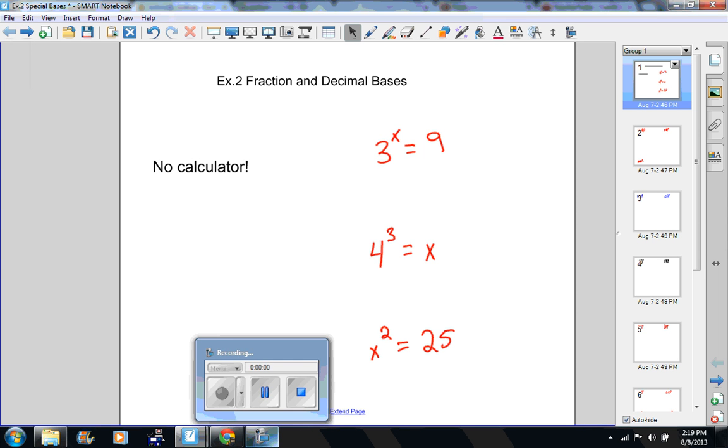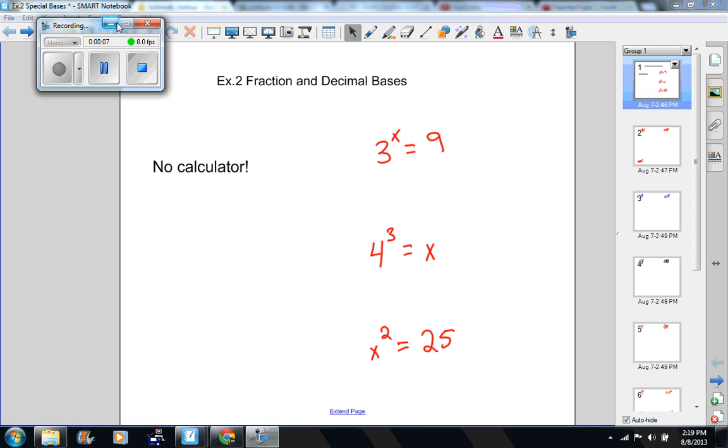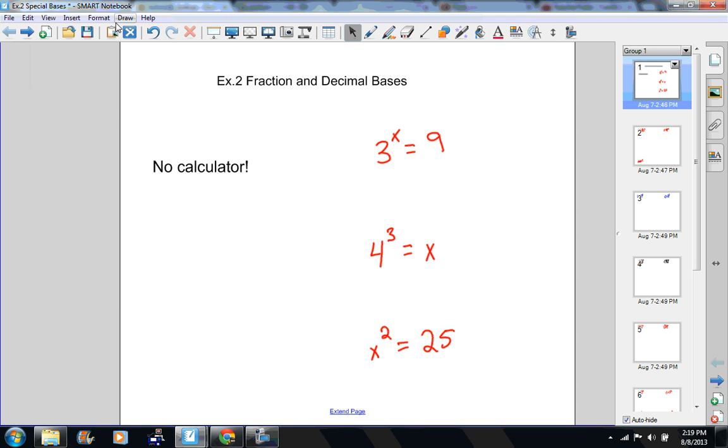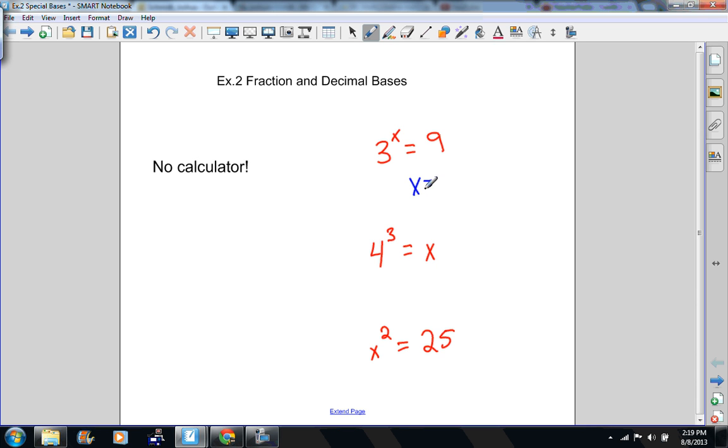As a quick review, try these 3 problems here, and then I'll go through the answers. So, for the top one, x should be equal to 2. This one here, x should be equal to 64. And on the bottom, x should be equal to 5. So it's making sure we really understand that material.